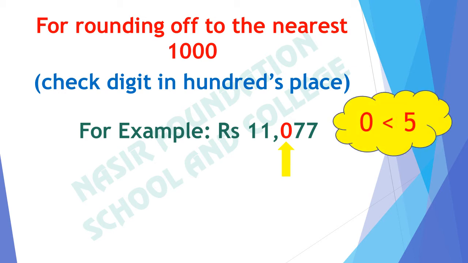Now we will compare it with 5 and 0 is less than 5. We will not change the digit that is in the thousands place and all the digit on the right hand side will become 0. It means 11,077 rupees will become 11,000 if we round off this amount to the nearest 1000.